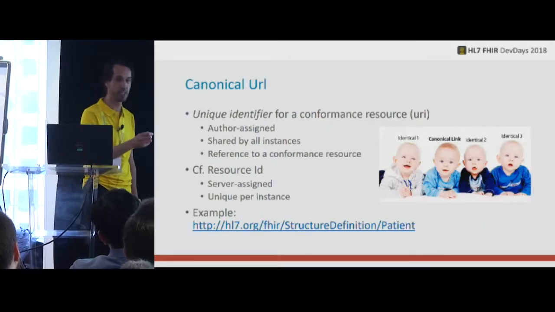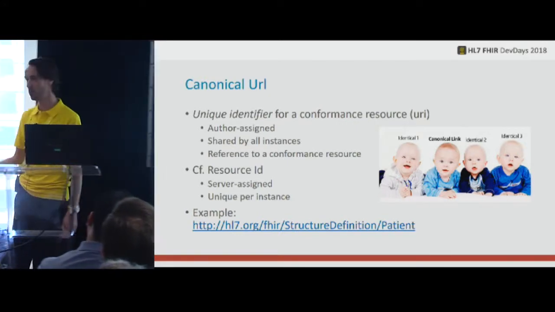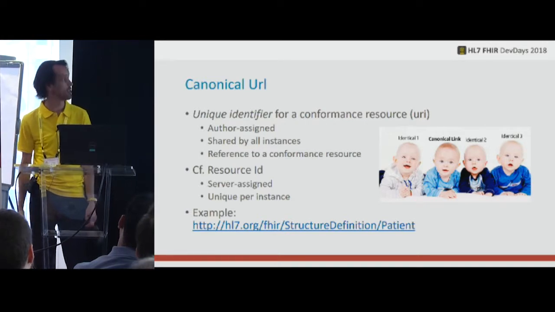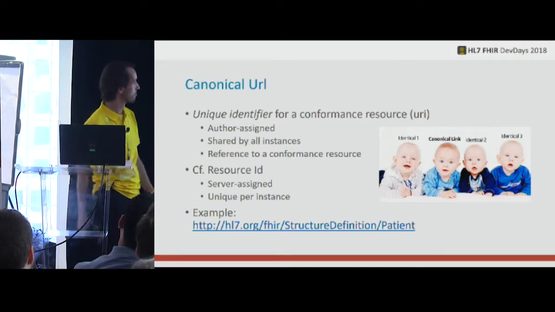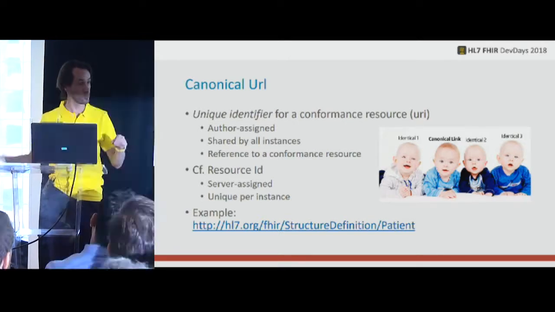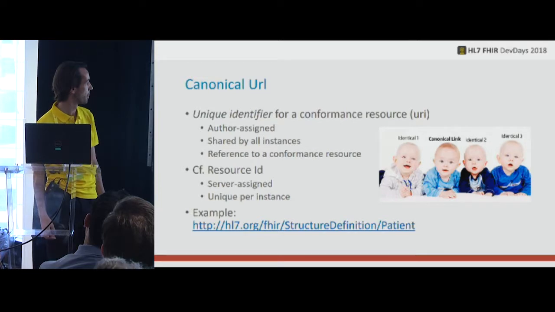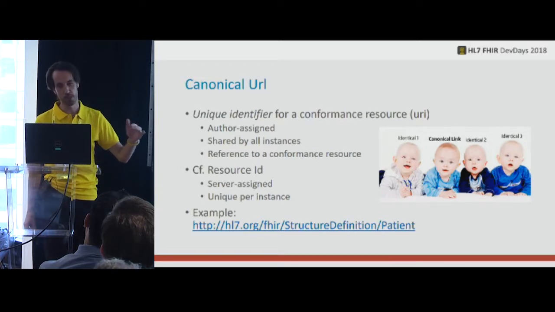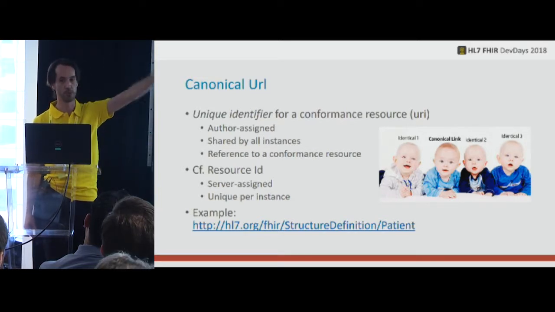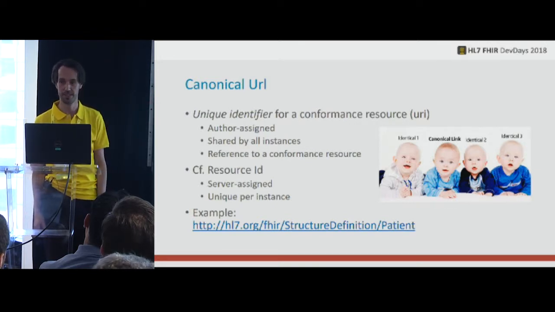A little bit of canonical URL. In FHIR, all the resources have a unique identifier, but the conformance resources have a special way of identification. That's called a canonical URL. So you assign the canonical URL. That's something you make up. Usually you use your company domain that you control as part of the URL. And you might have multiple instances of the profile all over the world because you publish them to different registries, but they will all have the same canonical URL.